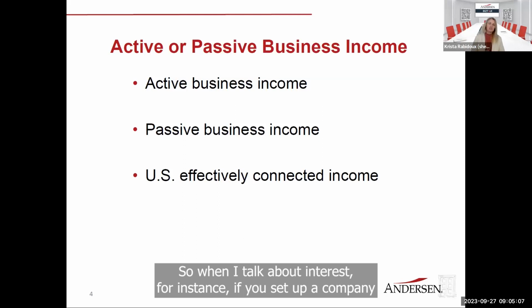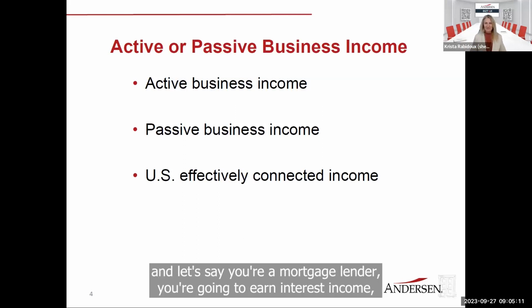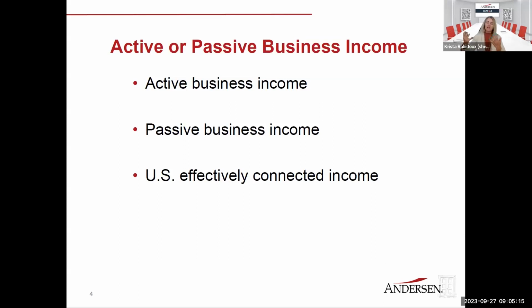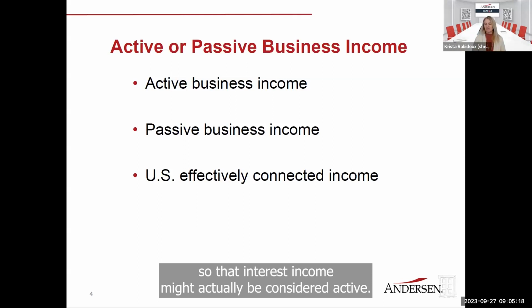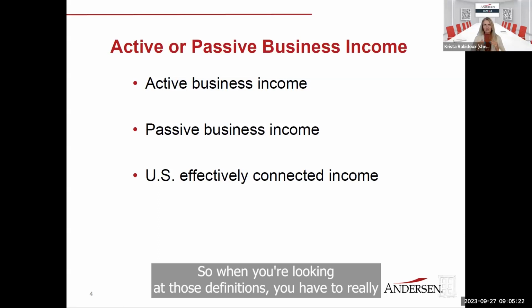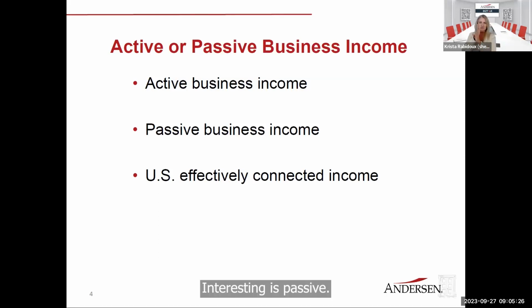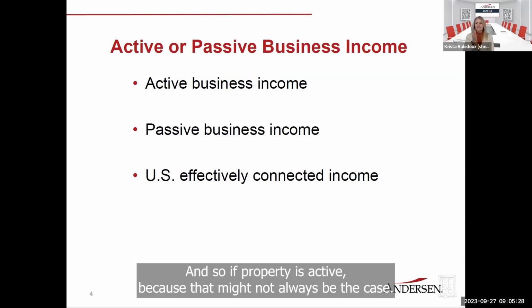So when I talk about interest, for instance, if you set up a company and let's say you're a mortgage lender, you're going to earn interest income. Well, now you're in the business of lending money, so that interest income might actually be considered active. So when you're looking at those definitions, you can't just go, well, here's my definitive line: interest income is passive and sale of property is active, because that might not always be the case.